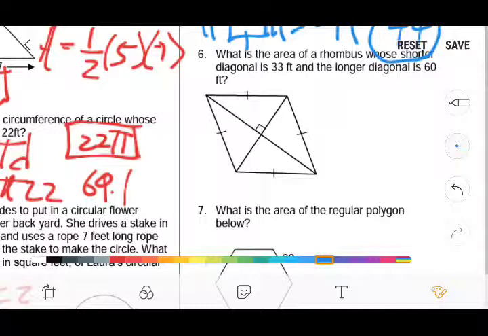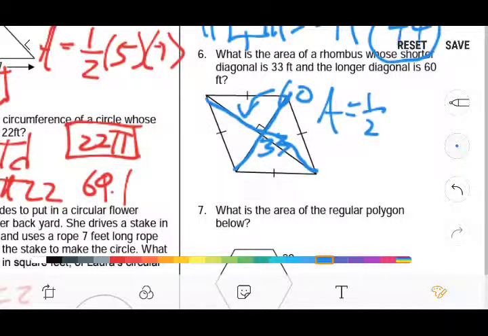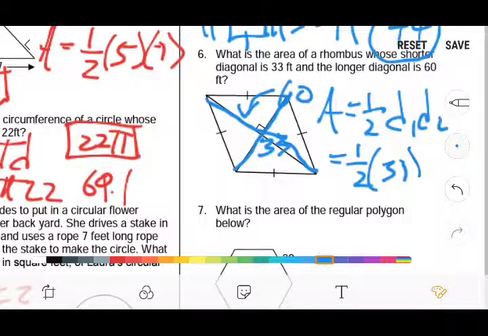Area of a rhombus whose shorter diagonal is 33. So this is 33, and then this one is 60. Oh man, I think it's A equals 1/2 d1 times d2. So it's 1/2 times 33 times 60. It's 990.